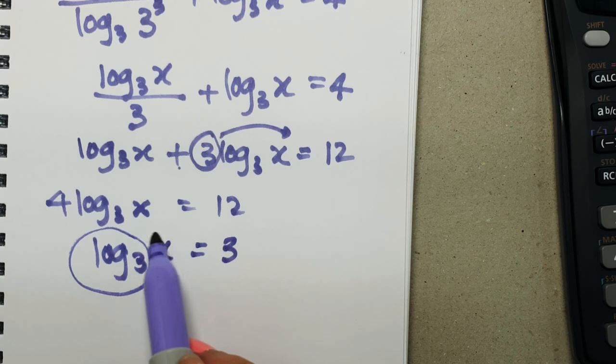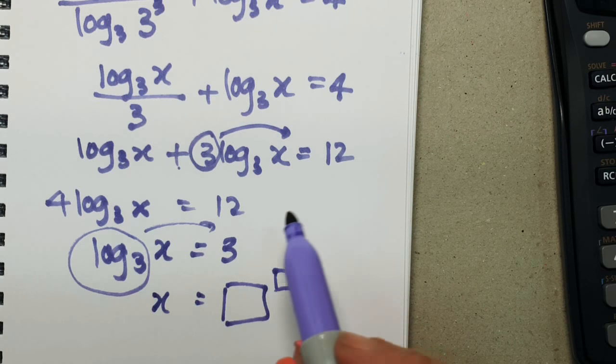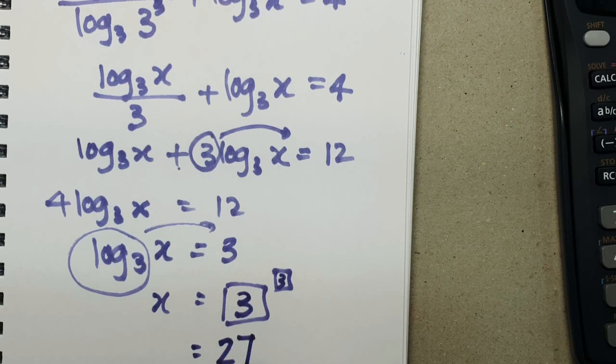So you want to find x, right? The log base 3, the function changes to the other side. Log will become index in this format. So the base of the log will become the base of the index, and this 3 should go up. So x is actually 27.